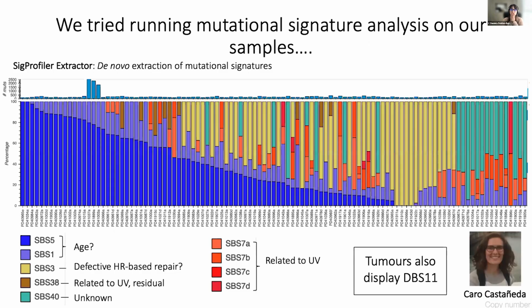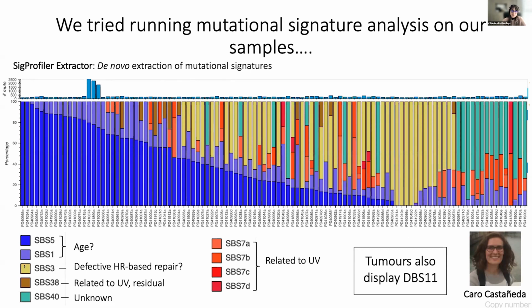We tried running mutational signature analysis on our samples. This was with SigProfilerExtractor, which is a tool written by Ludmil Alexandrov's group, and this was done by Caro Castañeda, a PhD student in the lab. This is the first thing we got, right? Every column is a tumor, and you see different colors as the proportion of mutations assigned to different signatures. And we see here, for example, that some tumors seem to be dominated by mutations that have been associated with aging.